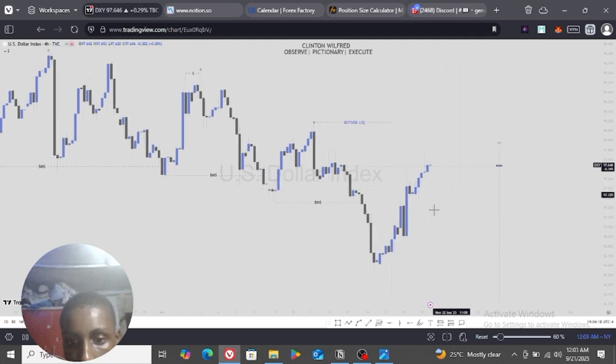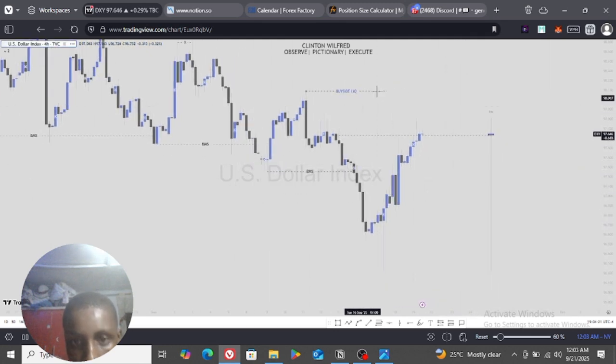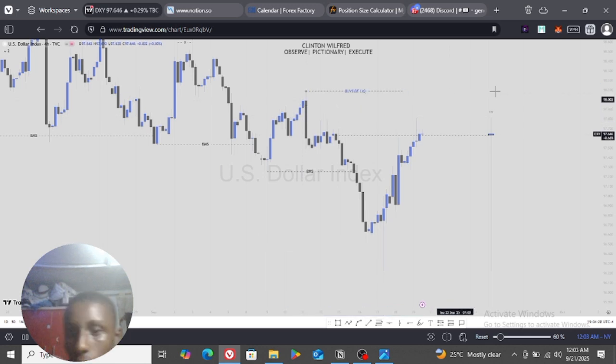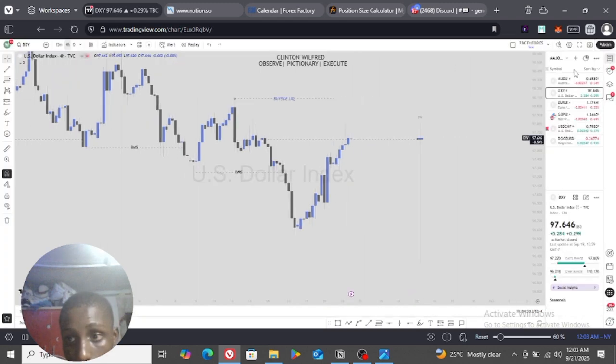Anything else? Buy side liquidity at that point. So I'm looking for these highs. The structure shift can be bullish. So, a quick one, ADSD, as a bonus.